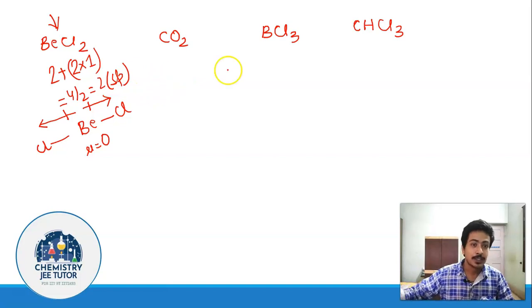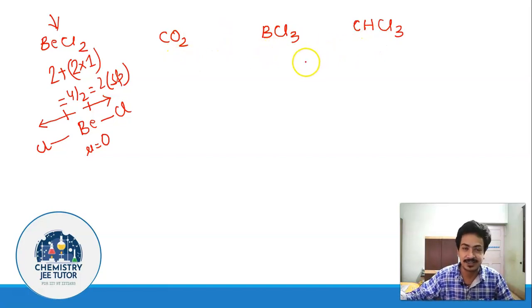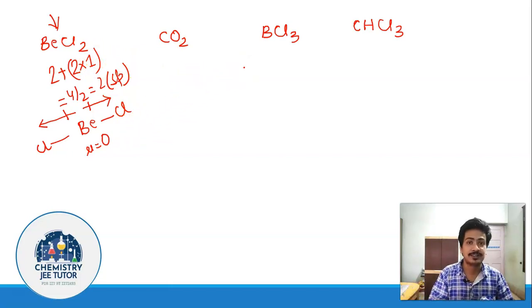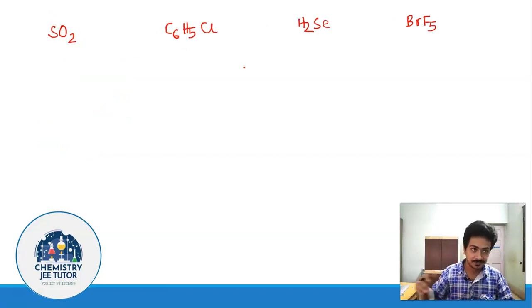You can do the other examples as well, such as CO2, BCl3 and CHCl3, but you do not need to, because the first one itself is 0. But do check it out yourself to see if you can find the right structures or not. If you are having any problems, then please let us know. Now let's come to the fourth option.